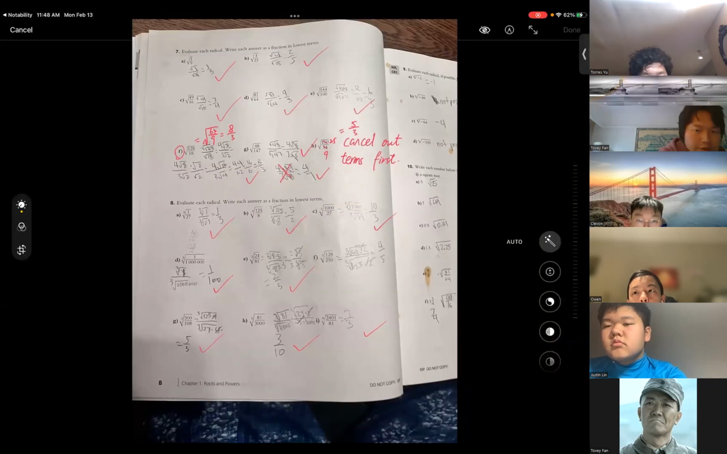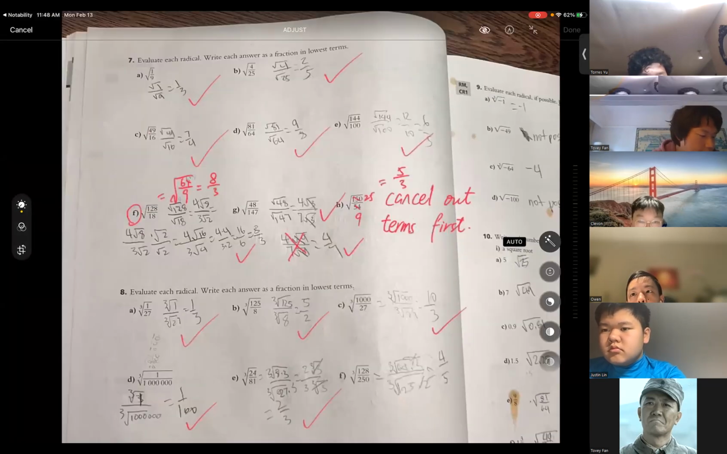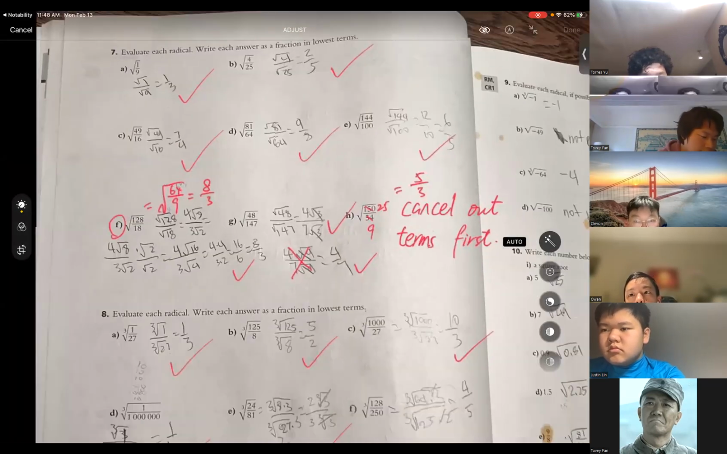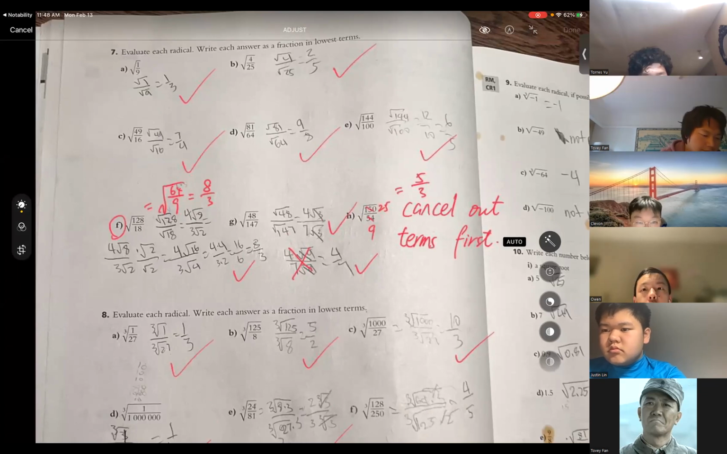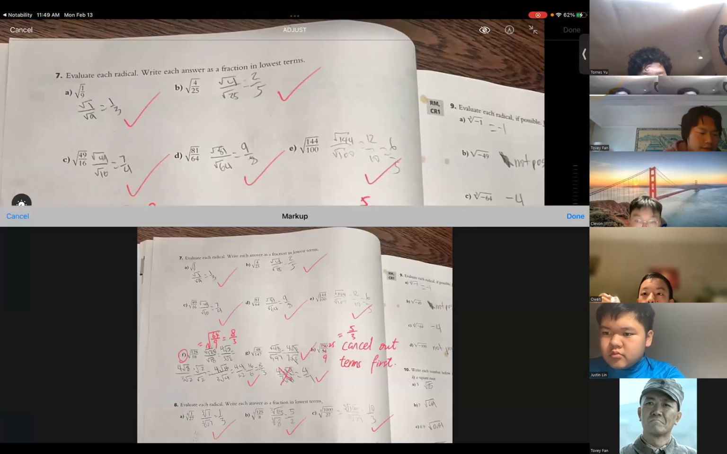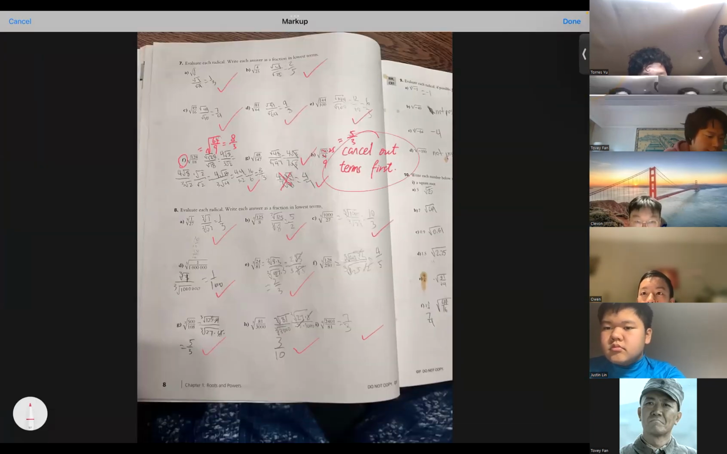So let's first mention a very simple thing. This is Clavon's homework. Even sometimes, most of the time, you got your answer correct. I want you to cancel out terms first. Cancel out your terms first, because that will make things easier.